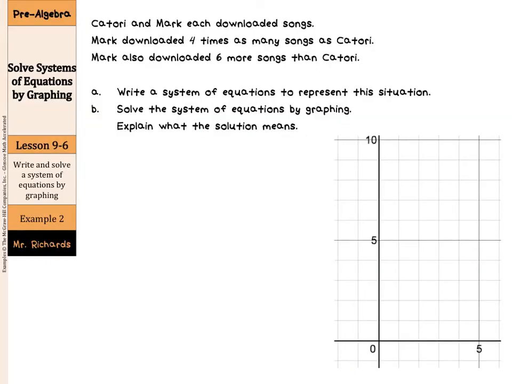Katori and Mark each downloaded songs. Mark downloaded 4 times as many songs as Katori. Mark also downloaded 6 more songs than Katori. Write a systems of equations to represent this situation.